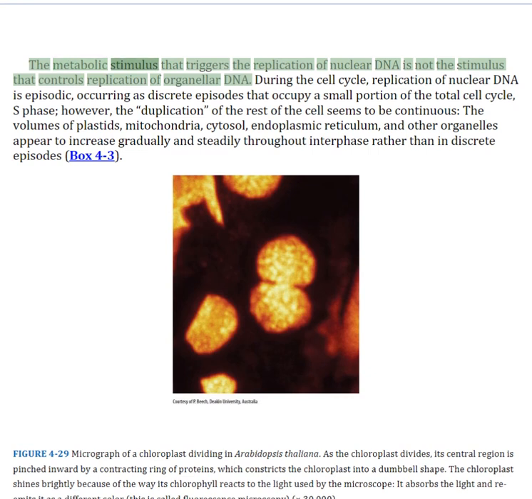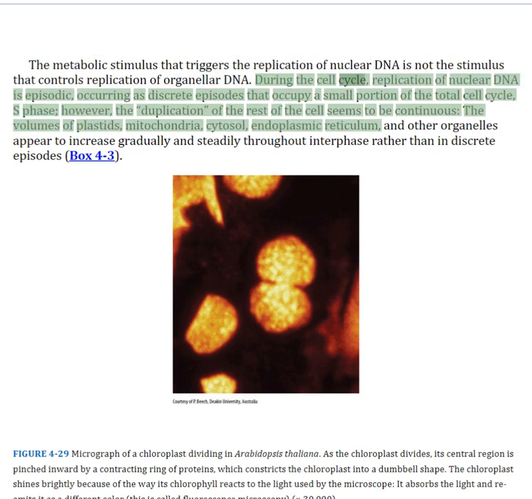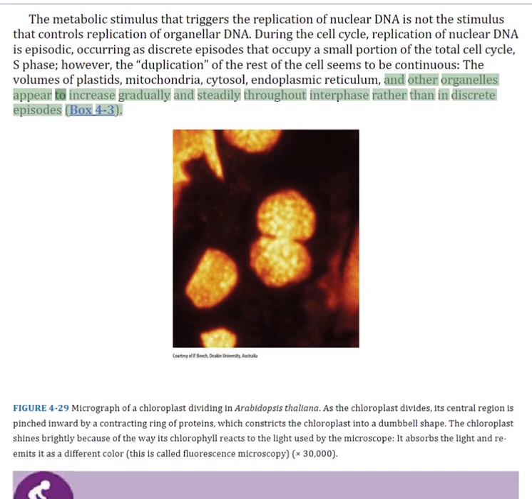The metabolic stimulus that triggers the replication of nuclear DNA is not the stimulus that controls replication of organellar DNA. During the cell cycle, replication of nuclear DNA is episodic, occurring as discrete episodes that occupy a small portion of the total cell cycle, S phase. However, the duplication of the rest of the cells seems to be continuous. The volumes of plastids, mitochondria, cytosol, endoplasmic reticulum, and other organelles appear to increase gradually and steadily throughout interphase rather than in discrete episodes.